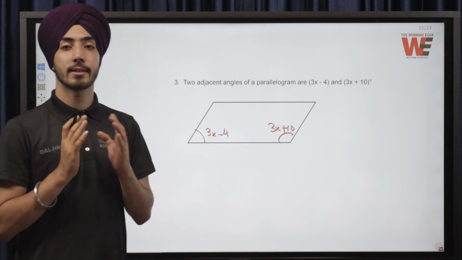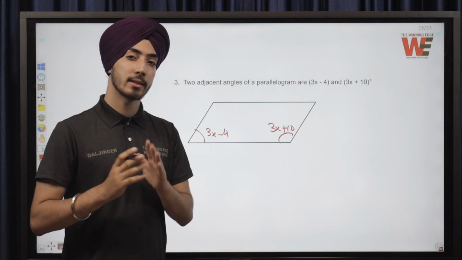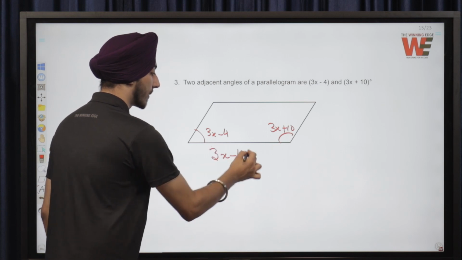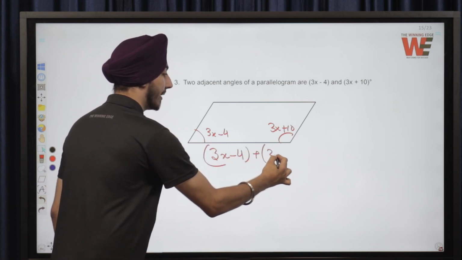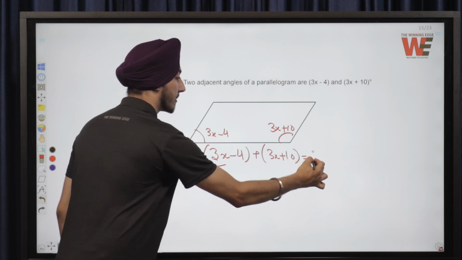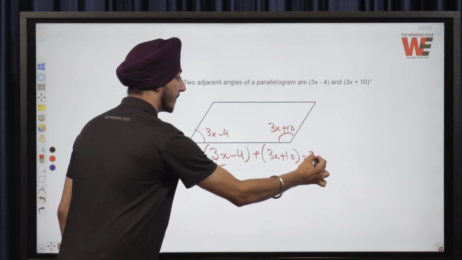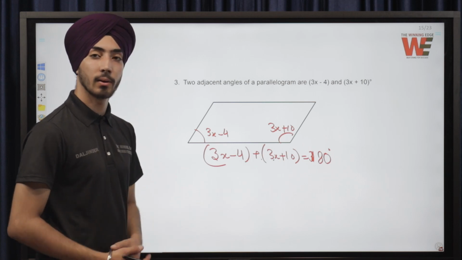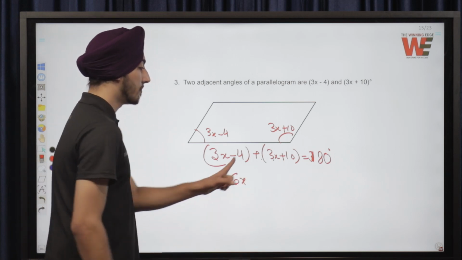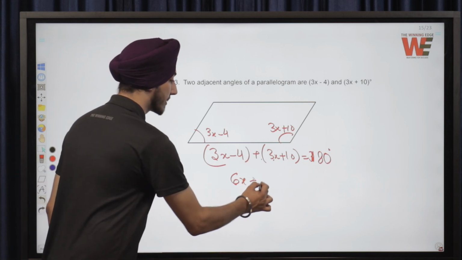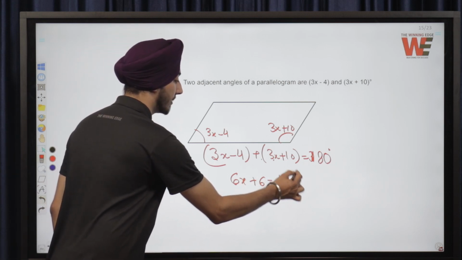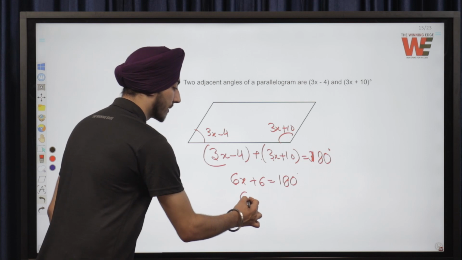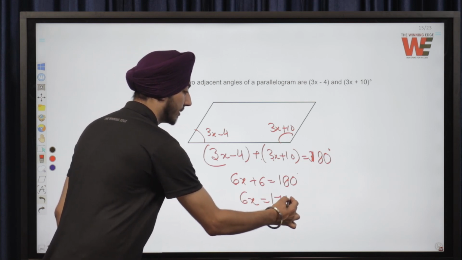As you remember that the adjacent angles of a parallelogram are supplementary, that is on adding they give you 180 degree, right? So I'll write it down here as 3x minus 4 in one bracket plus 3x plus 10 will be supplementary, which is equal to 180 degree. Right? Now let's add them up. 3x plus 3x will give you 6x. Minus 4 and plus 10 will give you plus 6. Equals to 180 degree. Right? 6 will go on to the other side. It will become minus 6. And when you remove 6 from 180, it will give you 174.